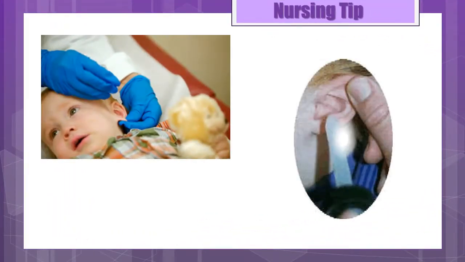Okay, so for a couple of nursing tips, before you instill eardrops in infants and children that are the age of 3 and less, you want to gently pull the pinna of the ear down and back. In children over the age of 3, gently pull the pinna of the ear up and back to straighten the external auditory canal.